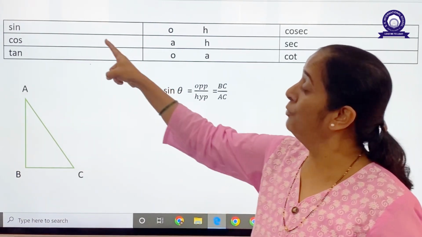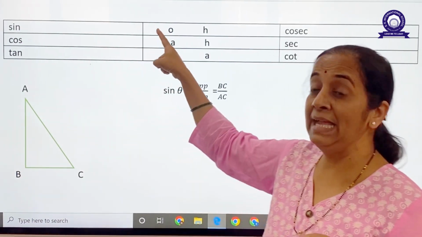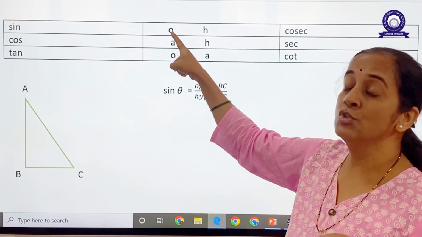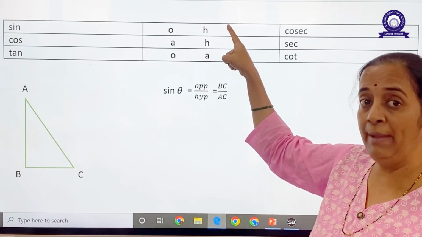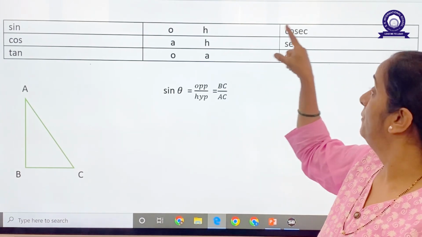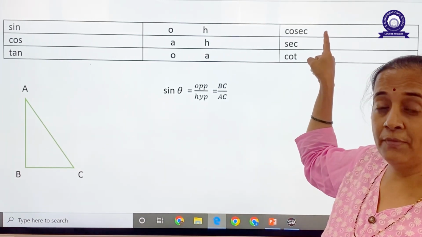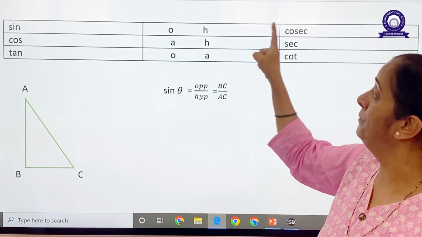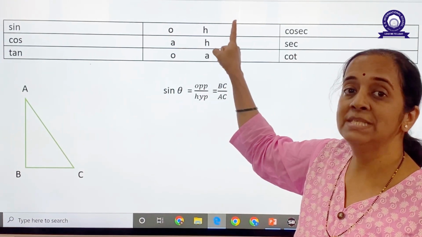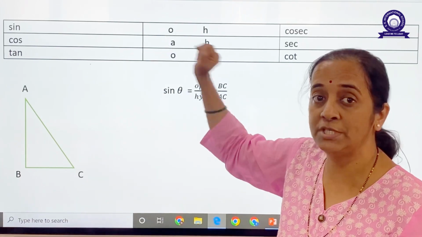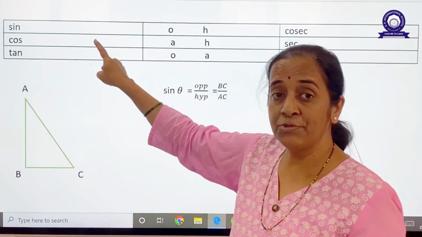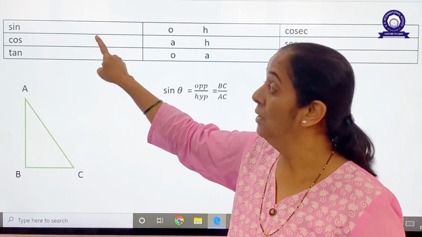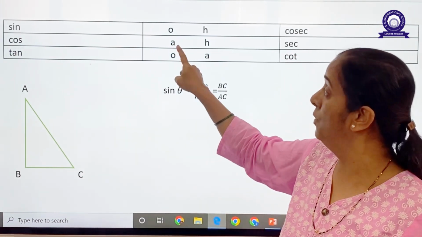Now, what will be the formula of sine? Sine is OH, means opposite side upon hypotenuse, and that of reciprocal of sine is the cosec ratio. So, what will be the cosec ratio? HO, means hypotenuse upon opposite side. Next ratio is cos ratio. What is the formula of cos ratio?